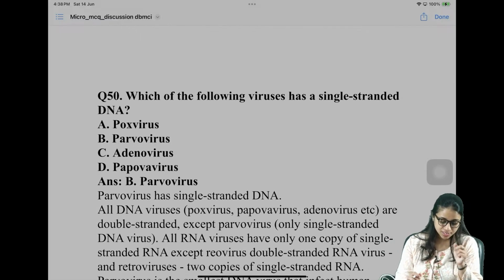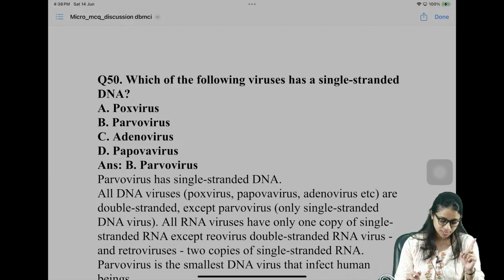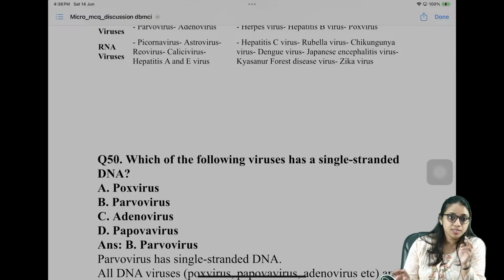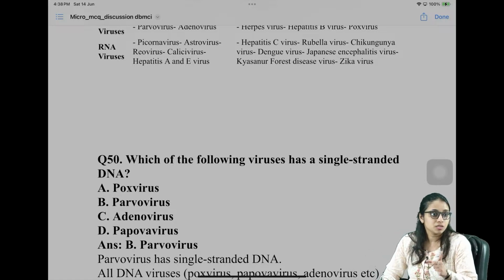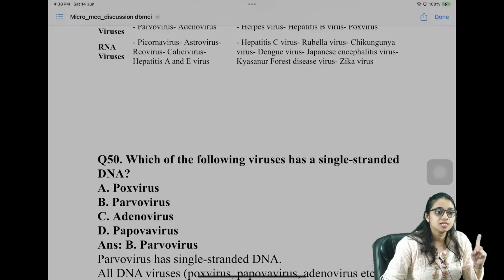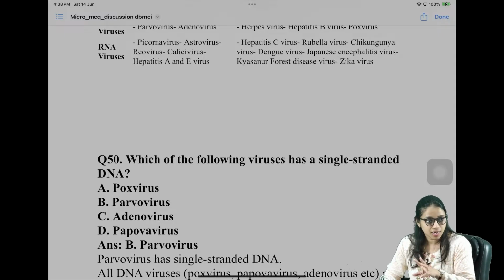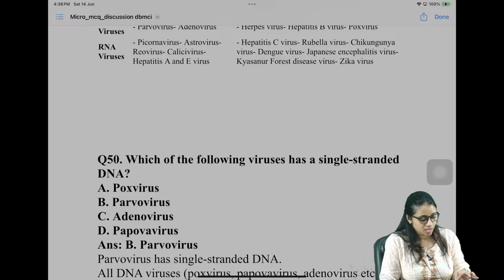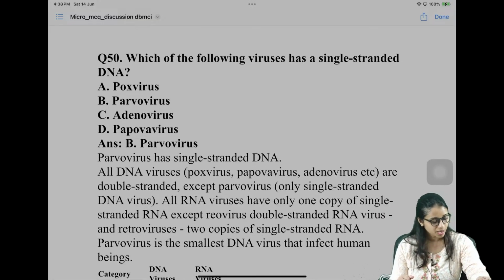In RNA viruses, all the RNA viruses have single stranded RNA except a few like retroviruses. Retroviruses have 2 strands of RNA. So 2 lines to remember: all the DNA viruses consist of double stranded DNA except parvovirus that consists of single stranded DNA, and all the RNA viruses have single stranded RNA except retroviruses that have double stranded RNA. So the answer, the virus with single stranded DNA, is parvovirus.